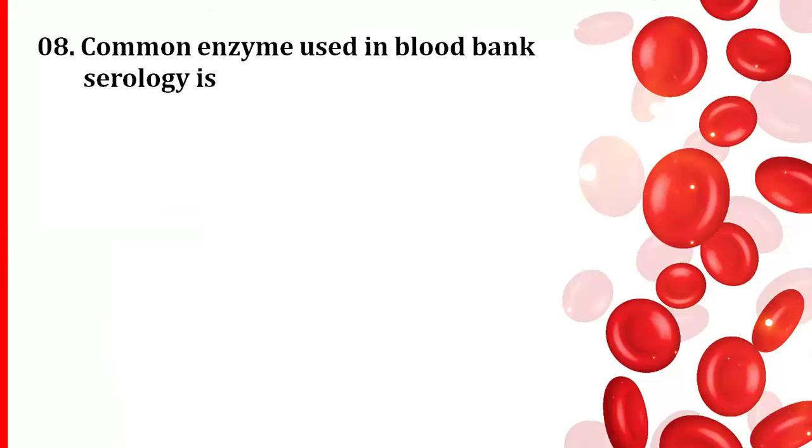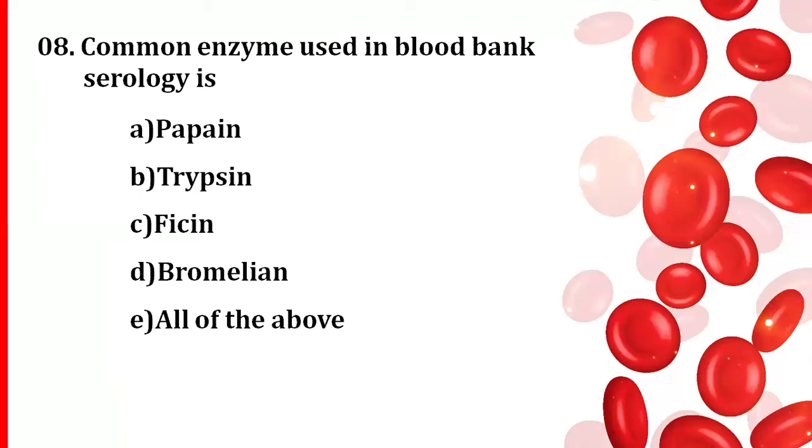Next question. Common enzymes used in blood bank serology are option A, papain, option B, trypsin, option C, ficin, option D, bromelain, option E, all of the above. So here the right answer is option E, all of the above. Enzyme treatment is useful for differentiation of multiple antibodies, for enhancement of detection of weak antibodies, and in adsorption methods. So all these enzymes are used in blood bank serology.